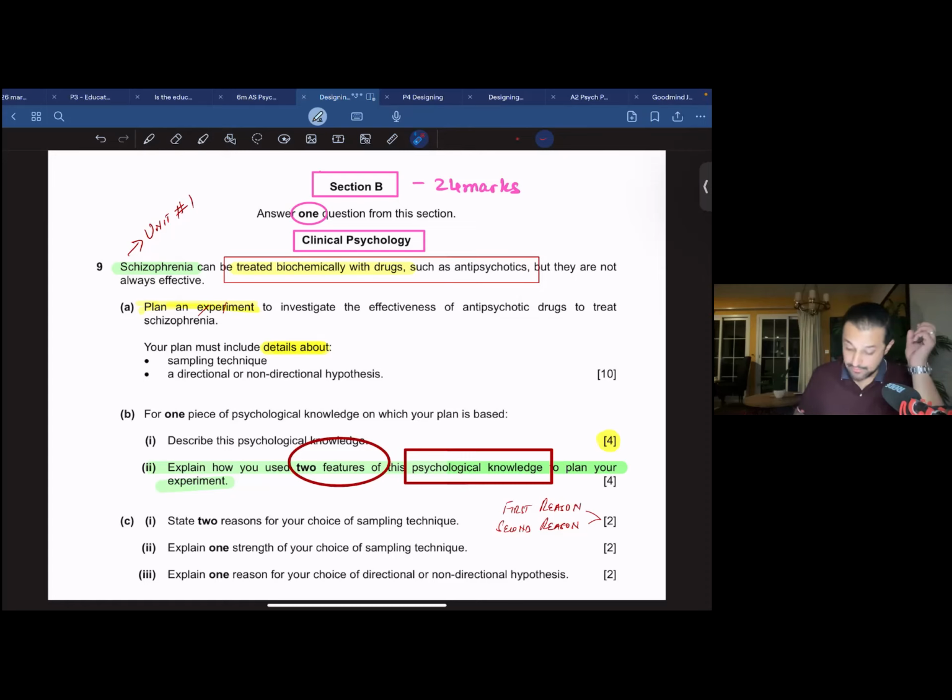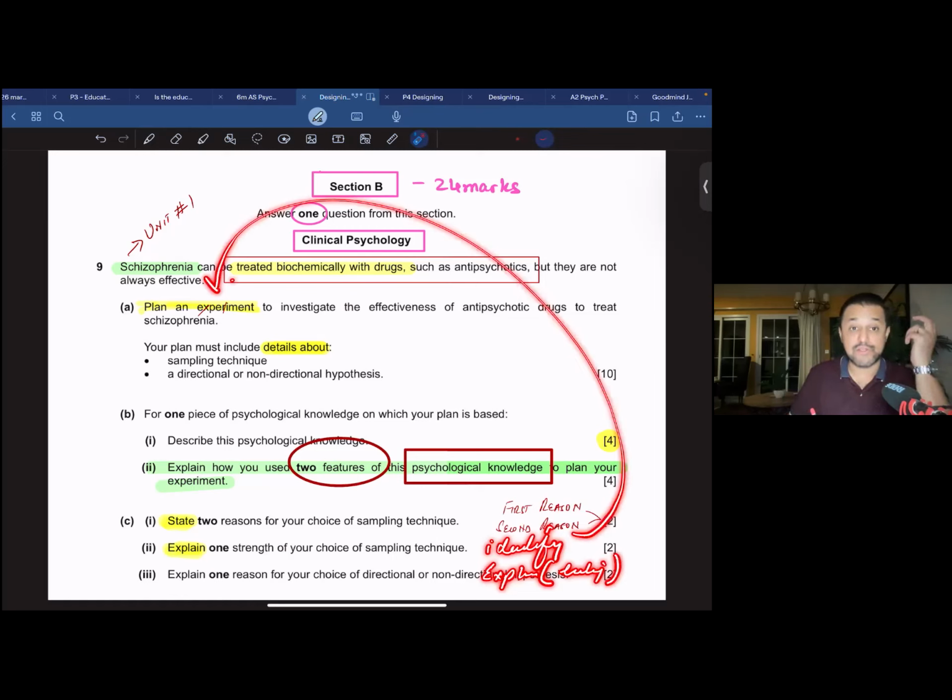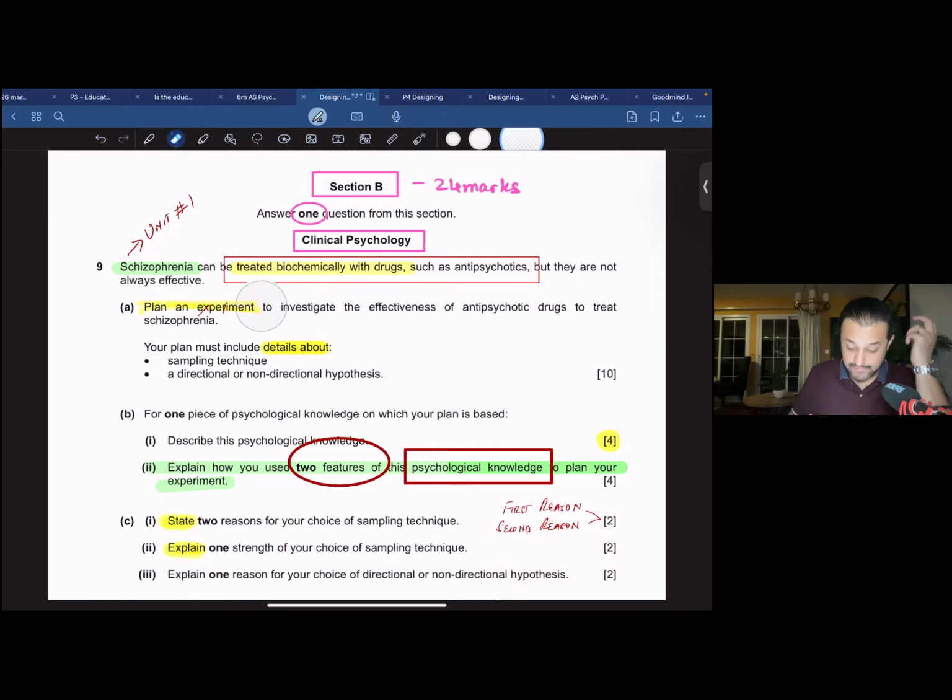Number two, explain one strength of your choice of sampling technique. Whatever sampling technique you've chosen, you explain one strength. Remember, the word over here is state, the word over here is explain, right? Learn the difference, understand the difference, know the difference. Explain one strength of your choice of sampling technique. The sampling technique that you've used, you explain one strength. Now, let's just say you identify that strength and you explain it by linking it to your own planned study. The study that you've planned, you link it up with that.